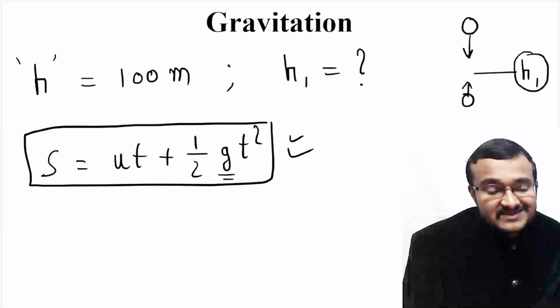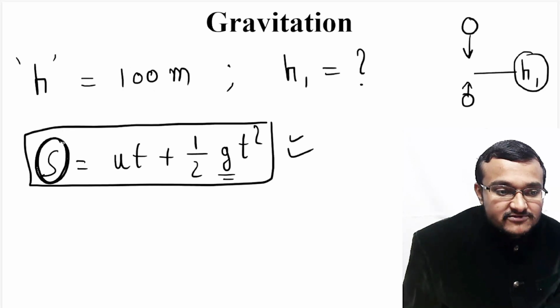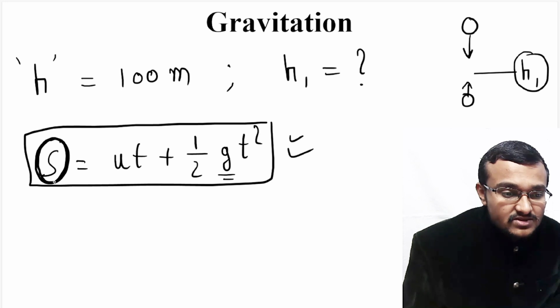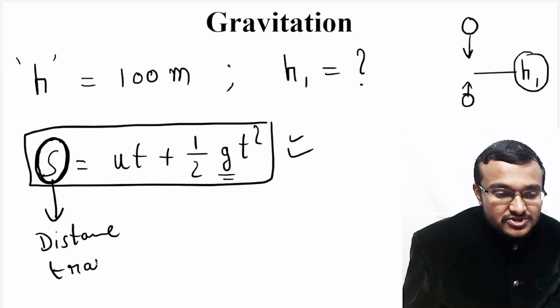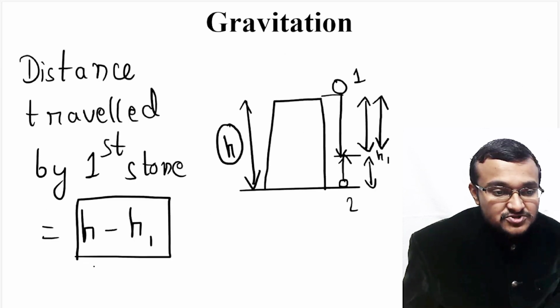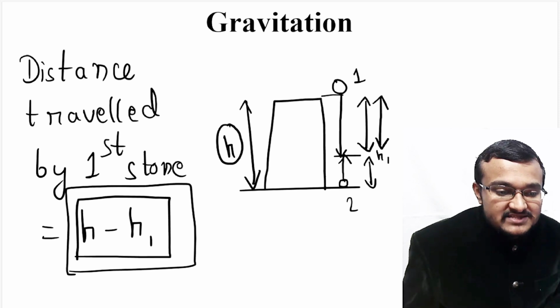Why I am considering this is because in the second equation you have to consider the distance traveled. Here S indicates distance traveled. That's why I am calculating the distance traveled by the first stone. So the distance traveled by the first stone is h minus h1.